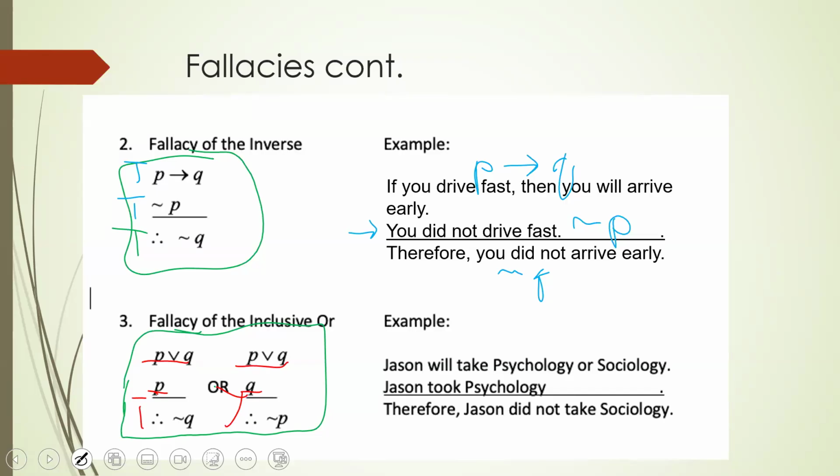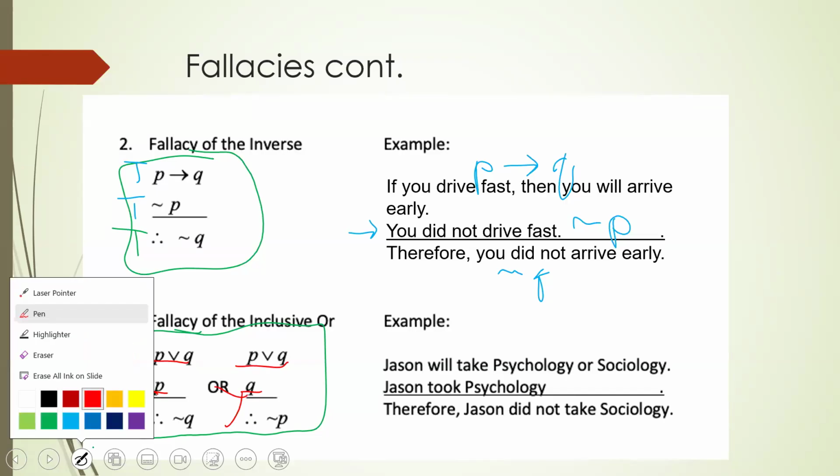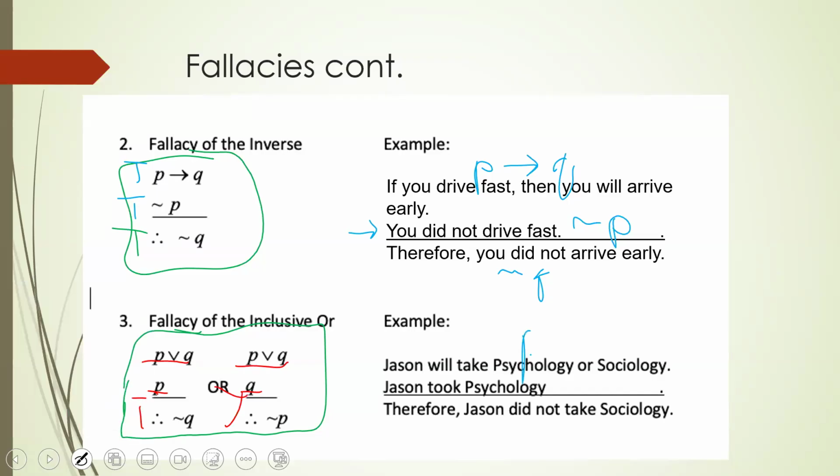And so the example here is that Jason will take psychology or sociology. So P being that he takes psychology, Q being that he takes sociology. And then we are told that Jason takes psychology. So we conclude then not Q, or that Jason did not take sociology. Again, this one is not true because of the differences between what or means in math and what or means in our common language.